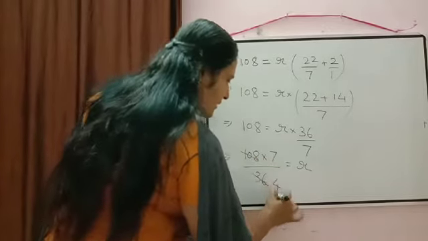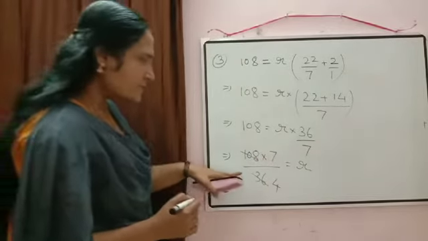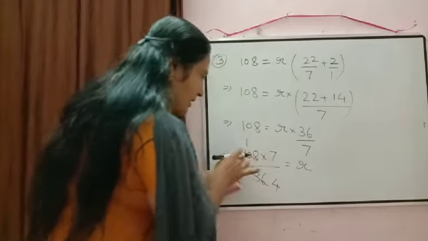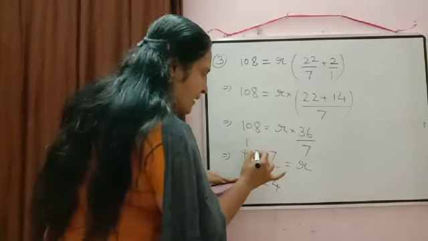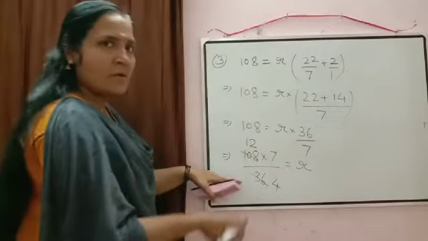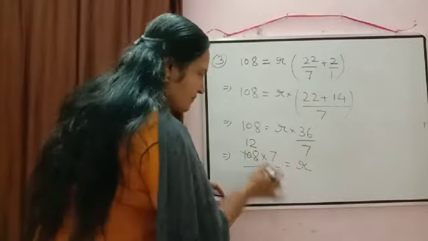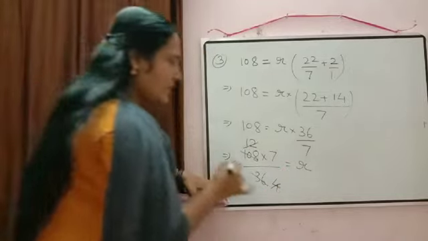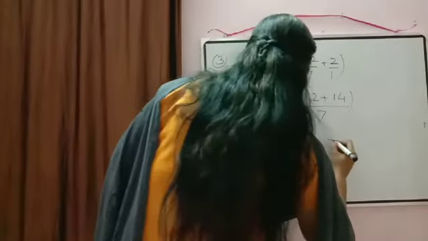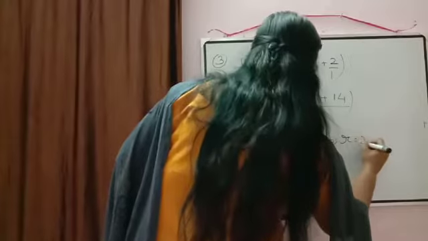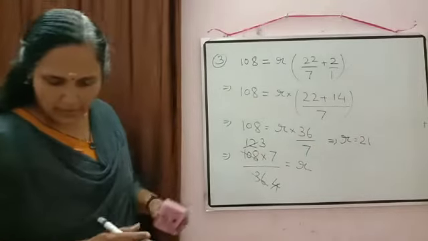So 9 4s are 36. Here, 9 1s are 9; 10 minus 9 is 1, so 18 is remaining, and 9 2s are 18. Now again we can cancel by 4. So 4 1s are 4, and 4 3s are 12. So we are getting the radius equal to 21. The radius is 21 centimeters.